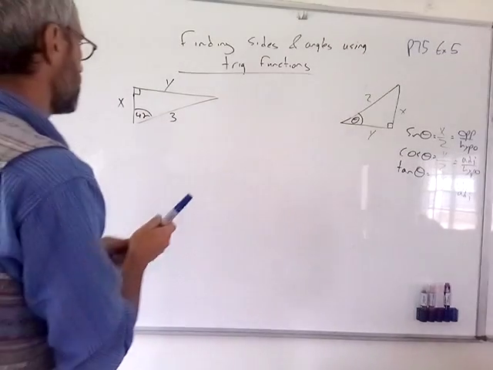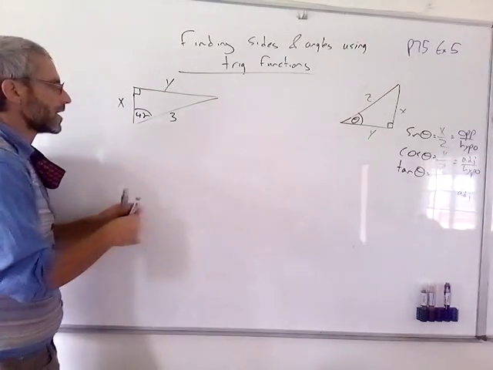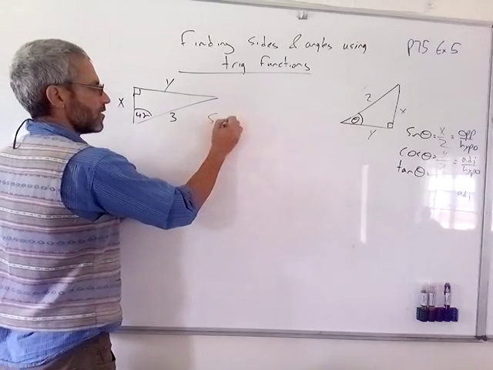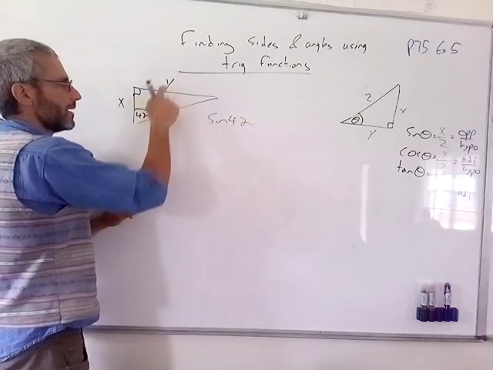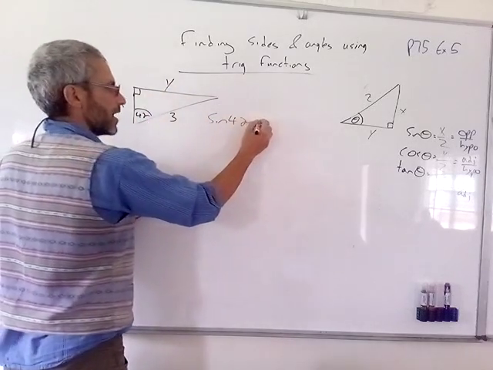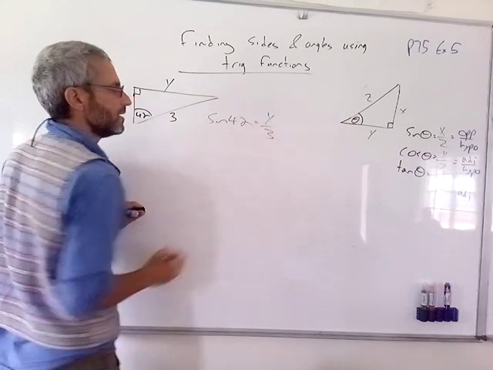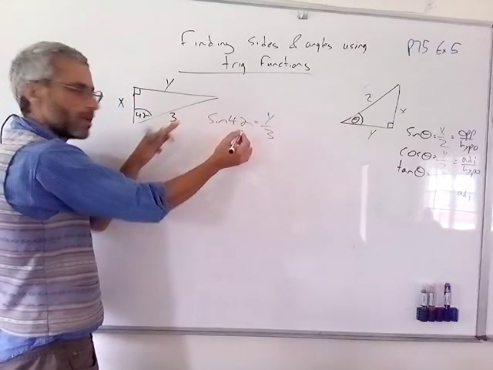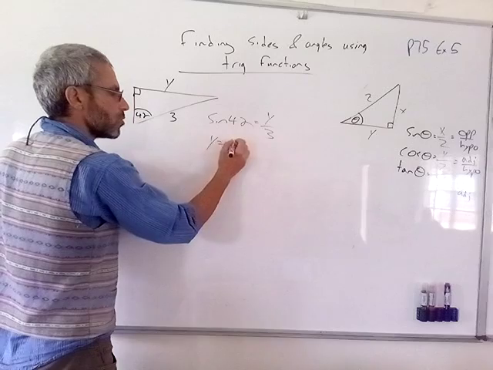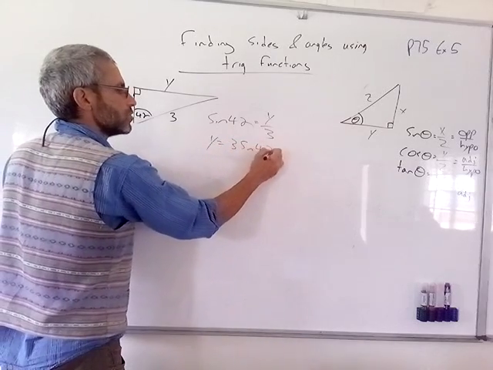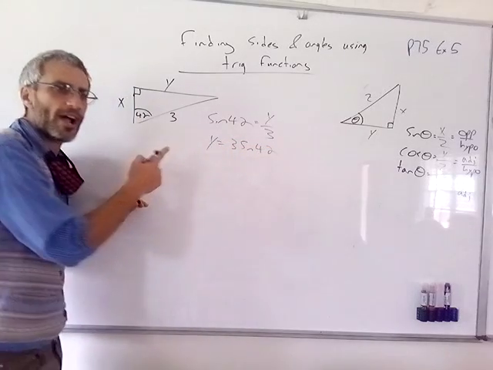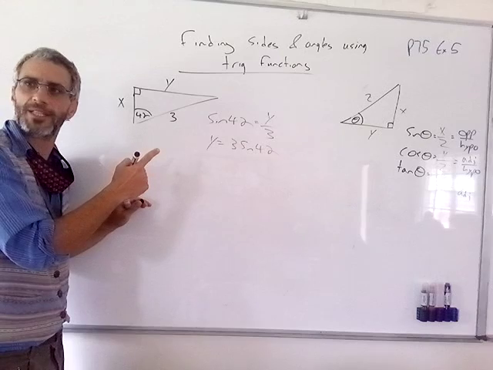So, Leo said very correctly, sin of 42 is the opposite over the hypotenuse, so it's y over 3. In other words, with a little bit of algebra, I can rearrange that: y equals 3 sin 42. And now that I can solve. How do I do that? Remember we did that a couple of lessons ago?